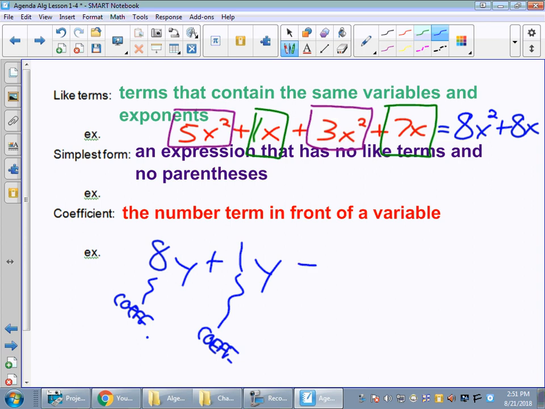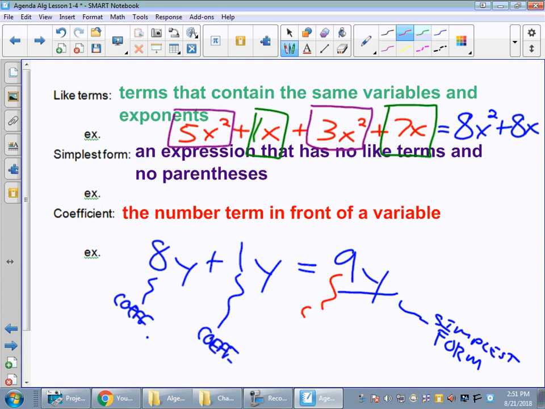And then when we combine like terms here, we get 9y. 9y, and here's your example of simplest form, because now there are no like terms, since we combined them to get 9y. And then we also have another example that this is our new coefficient.